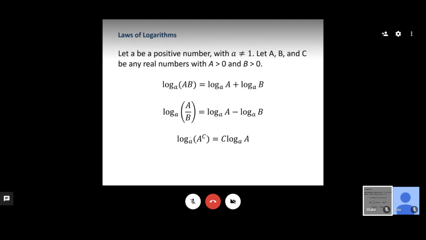Yes, if the exponent was on the outside of that parentheses, it would still be the same. Okay. Yeah, it's not necessary that it's inside like that.